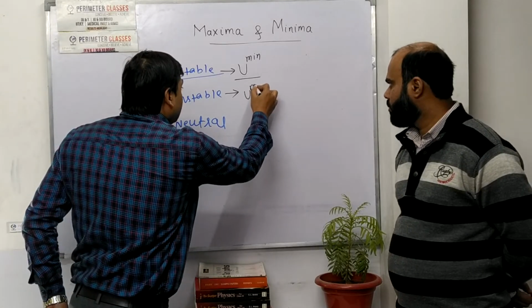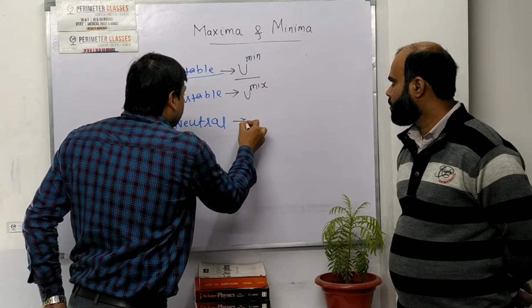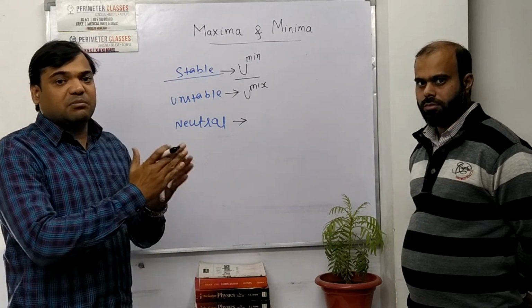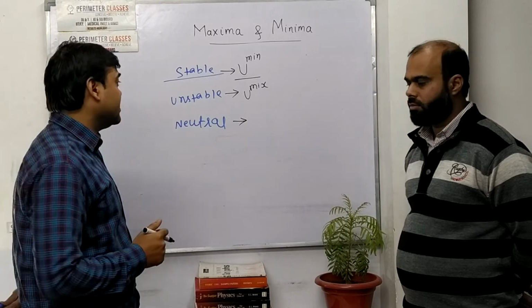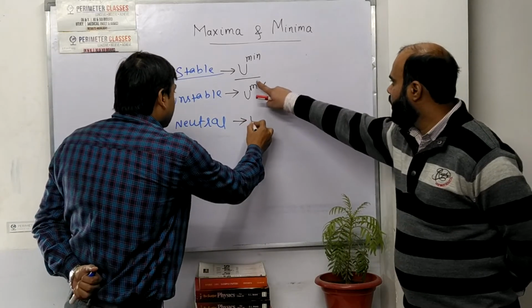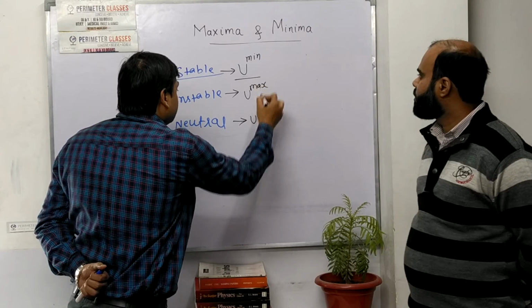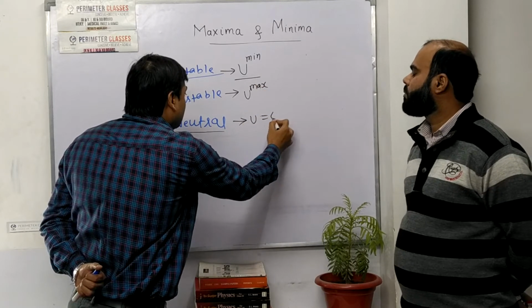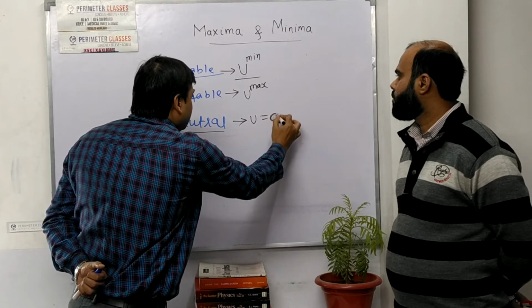So you can simply relate the condition of stable or unstable equilibrium with the condition of maxima and minima that we are going to discuss in this one example here. Sorry, this is maximum. And neutral equilibrium means U is not 0 but it is constant.